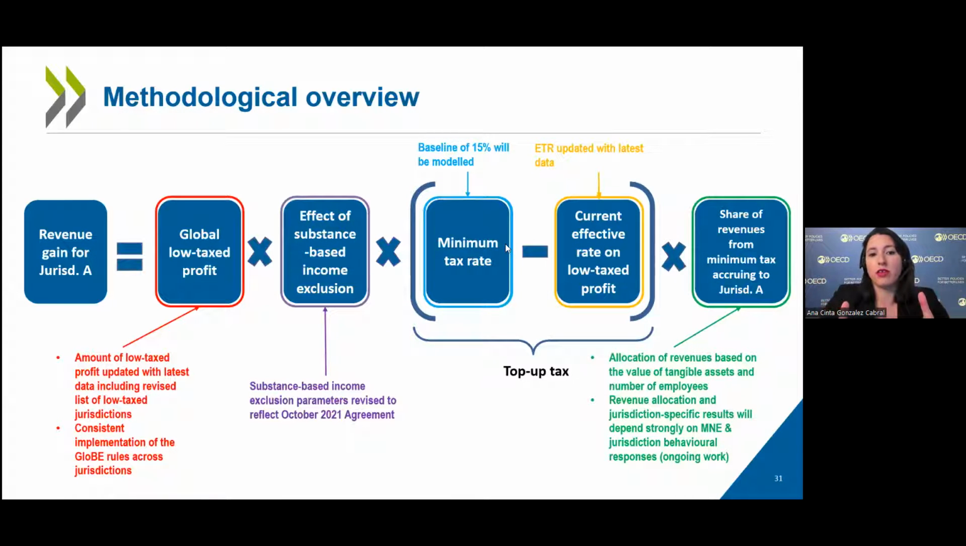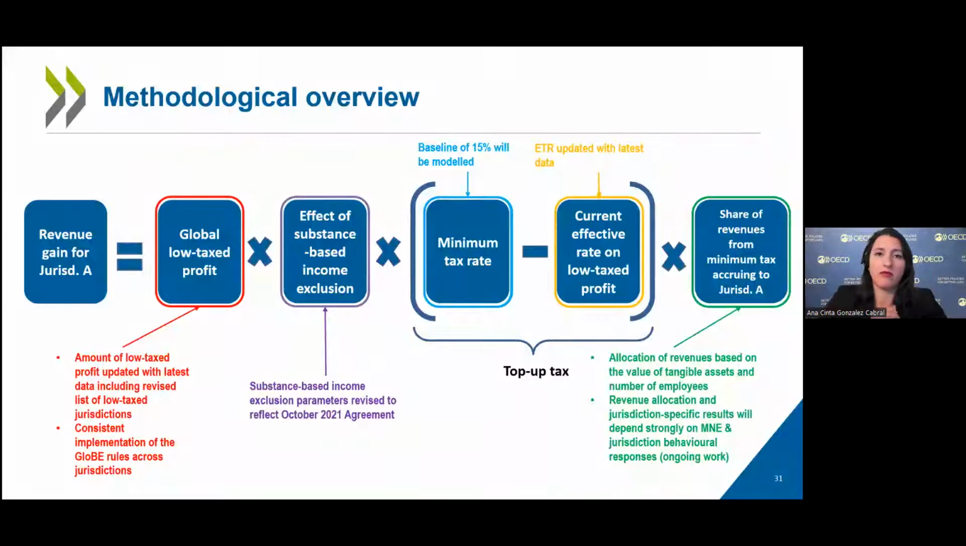Then we need to take into account the effect of the substance-based income exclusion, which will take away a share of these low tax profits based on the amount of substance in the jurisdiction. Once you have the multiplication of these first two components, that would be the amount of global low tax profit in scope for pillar two. Now to move this from a base to a revenue indicator, we need to multiply it by the amount of top-up tax. The top-up tax is given by the expression in brackets, the difference between the effective tax rate at which these profits are taxed and the minimum rate, 15%.